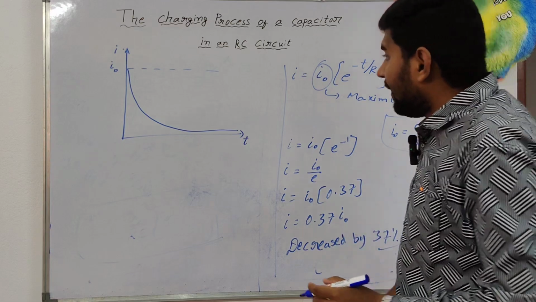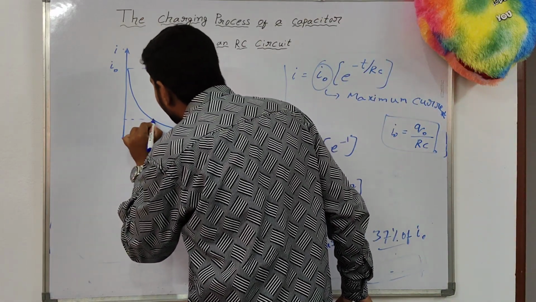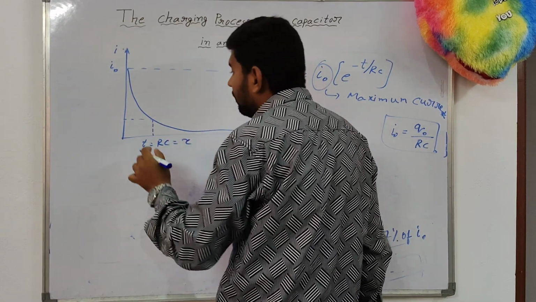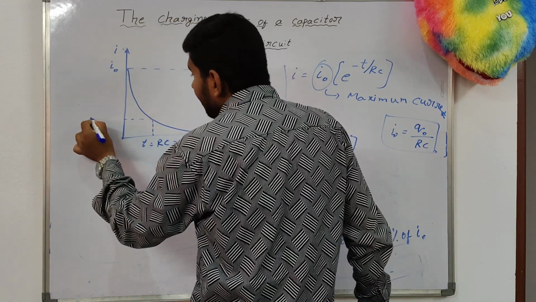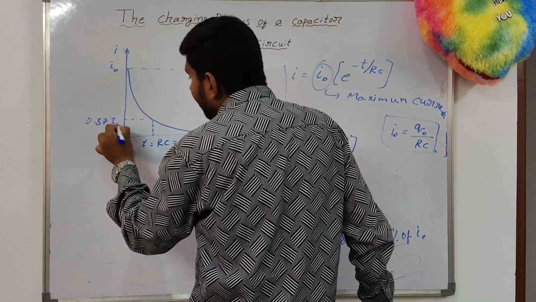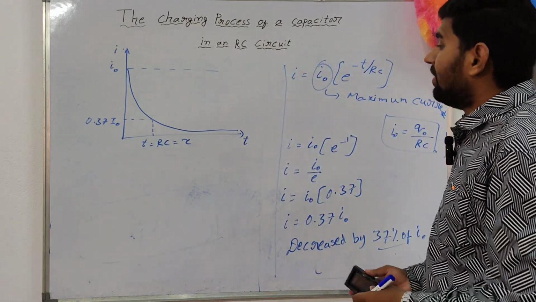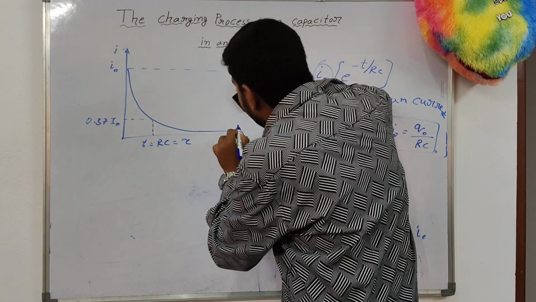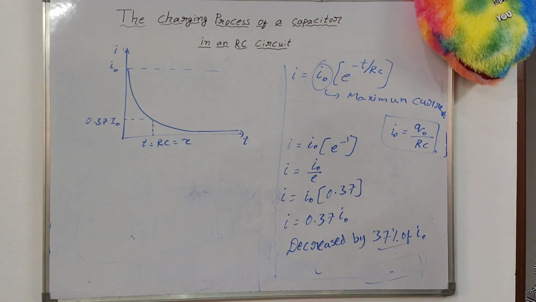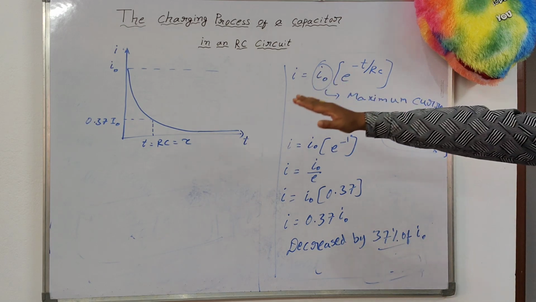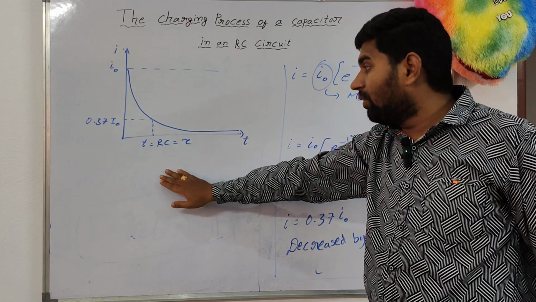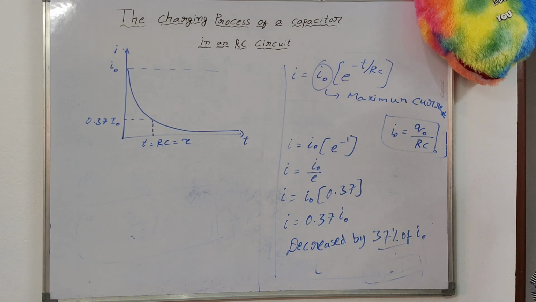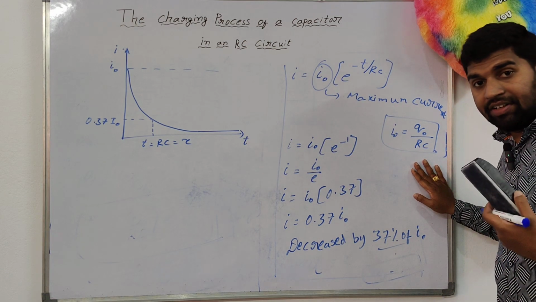Now, at a particular point, if T is equal to RC or T is equal to tau, the time constant, it is decreased by 0.37 into I naught. It is decreased by 37 percentage of the maximum current value. It is clear, at infinity it will meet. This is the graph for the current. It is decreased by 37 percentage of its maximum value at which point? Where T is equal to RC. Is that clear? This is the equation for current and equation for charge.